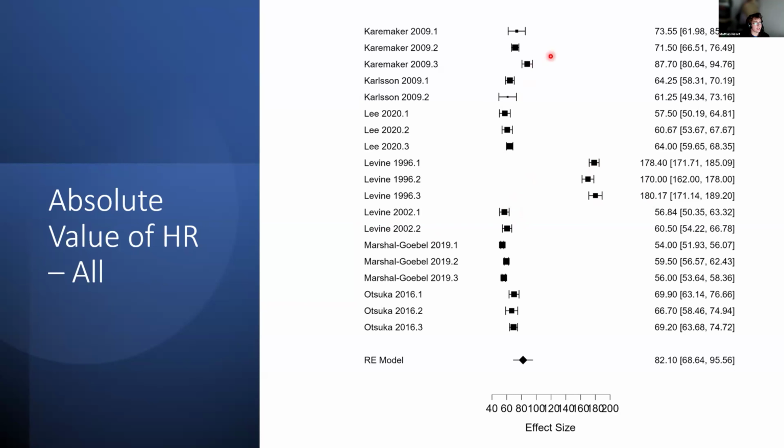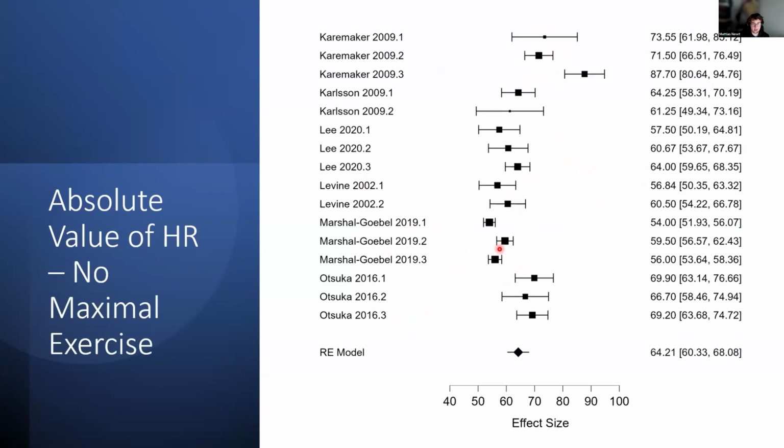For example, if you look at CareMaker, you can see that in-flight has a slight decrease in heart rate compared to pre-flight, but a larger increase in post-flight. This is also seen in the Levine case 1996 here, and in the Otsuka 2016. But it seems that the Lee 2020 and the Marshall-Gopa 2019 have something opposite, where the in-flight seems to slightly increase, and then the post-flight is increased from the pre-flight. Here again, I just wanted to remove that maximal exercise group to narrow down the range of the heart rate and give a better visual so you can see the actual disparities between the study points.